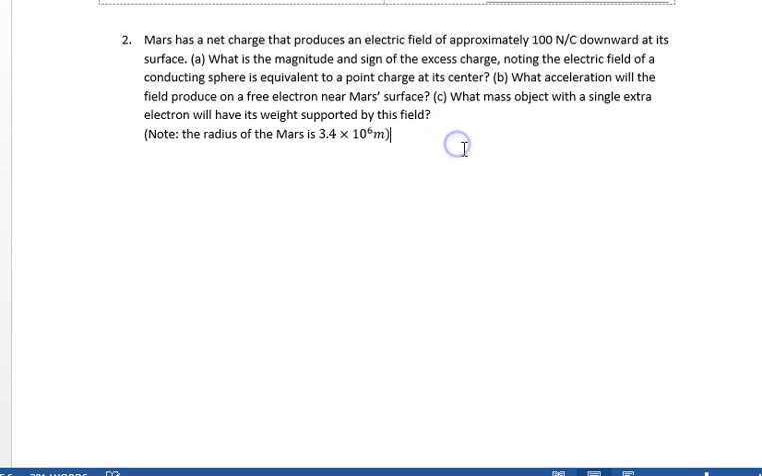Exam 1, problem 2. In this one, we have a net electric field, 100 newtons per coulomb, directed downward on the surface of Mars. We want to know the magnitude and sign of the excess charge, and we're going to model that out. Part A, right? The electric field equals kq over the radius of Mars squared. It's as if there's a point charge at the center of Mars that is giving us this electric field.